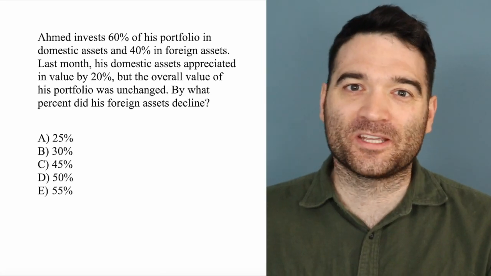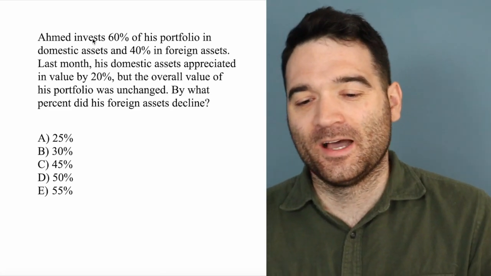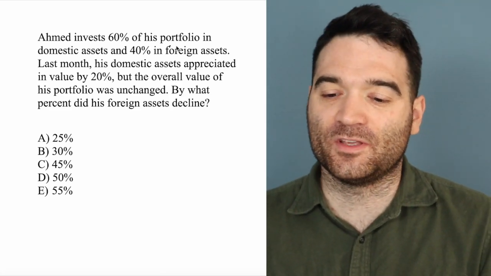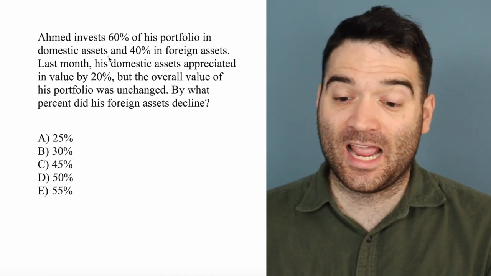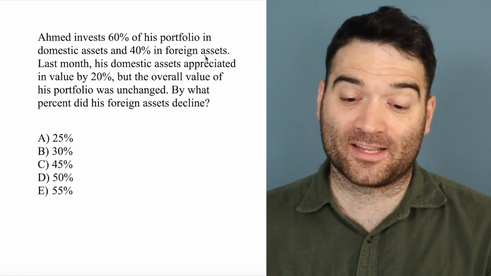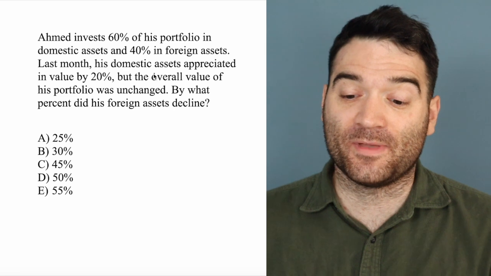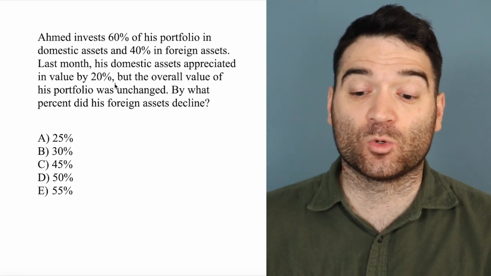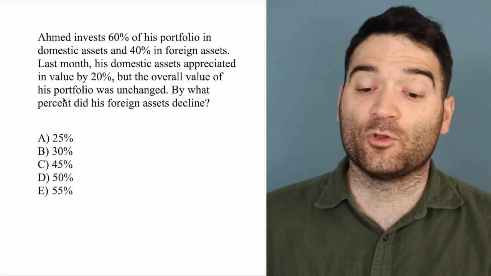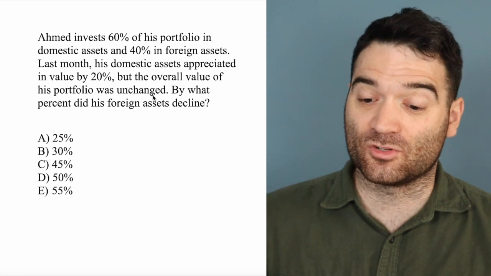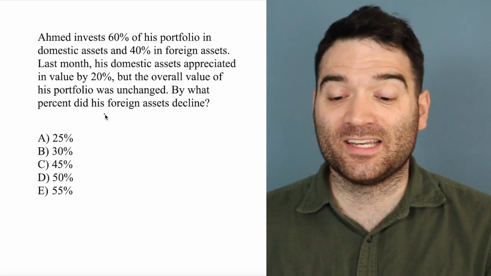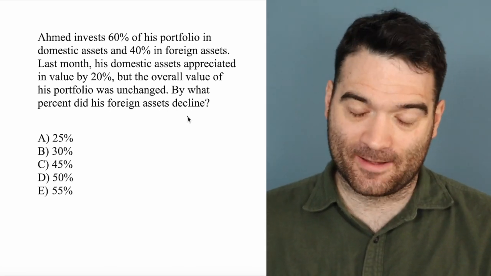Here's a GRE arithmetic problem. Let's take a look. Ahmed invests 60% of his portfolio in domestic assets and 40% in foreign assets. Last month, his domestic assets appreciated in value by 20%, but the overall value of his portfolio was unchanged. By what percent did his foreign assets decline?